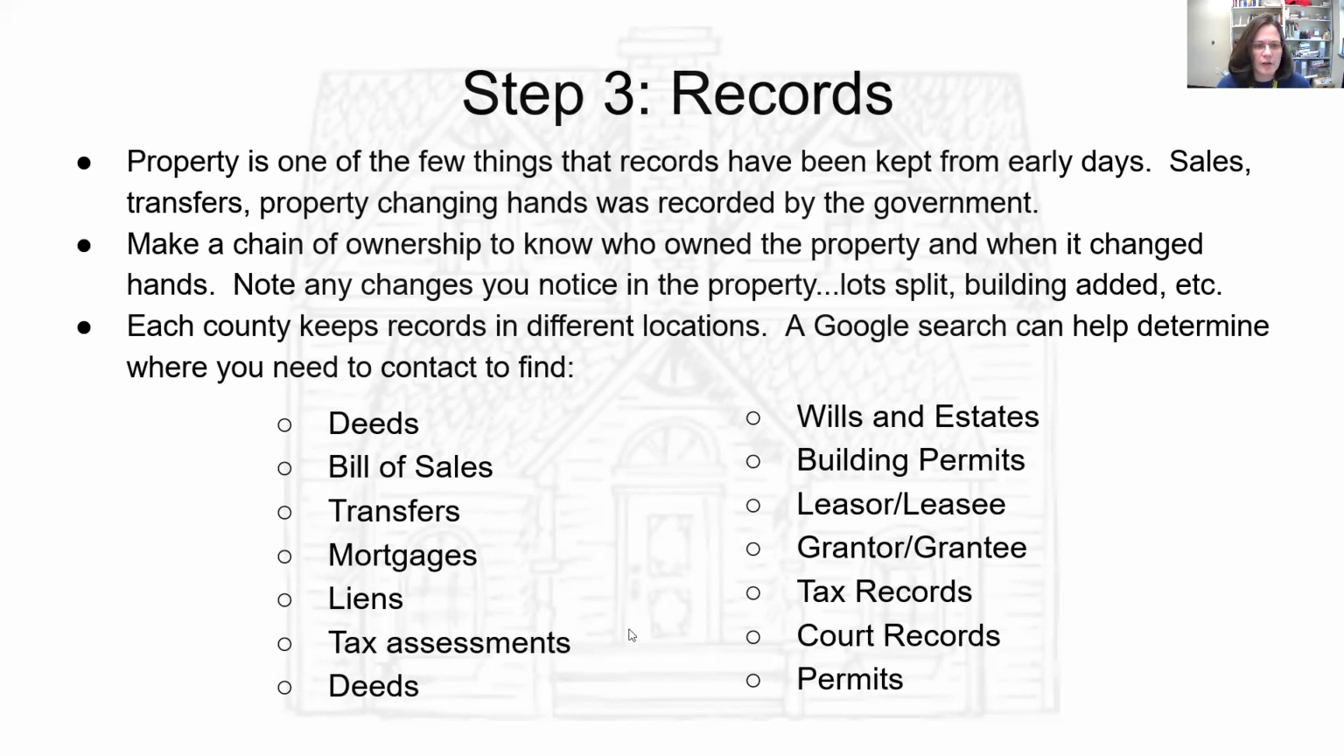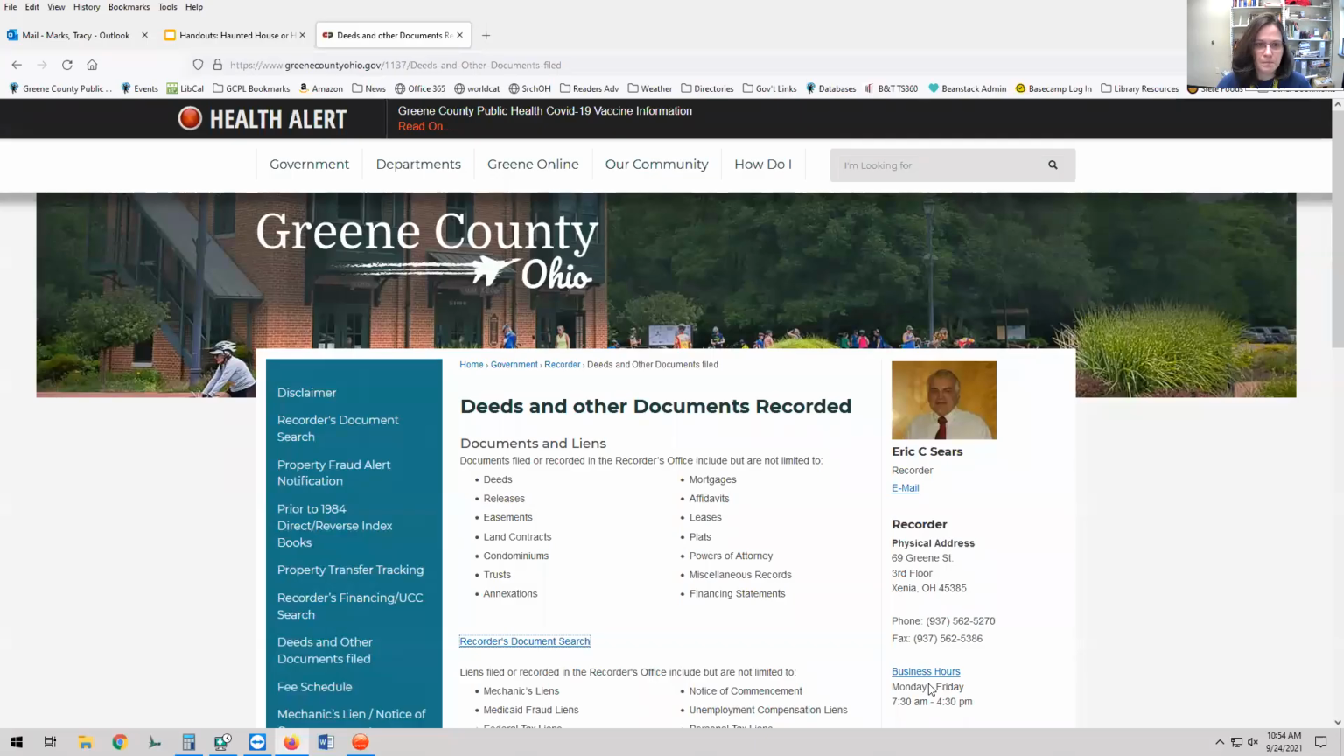These are types of documents that you'll be looking for: deeds, bills of sales, liens, mortgages, wills, tax records, permits. All of those have information about who owned the property and when changes were made to it. Here is the Greene County's website, the recorder's office, and this gives you a list of the documents that they have. So you can go ahead and do a document search, and find the information that you're looking for.